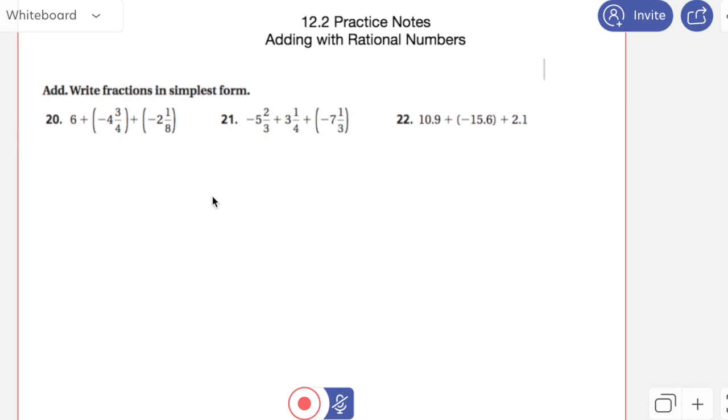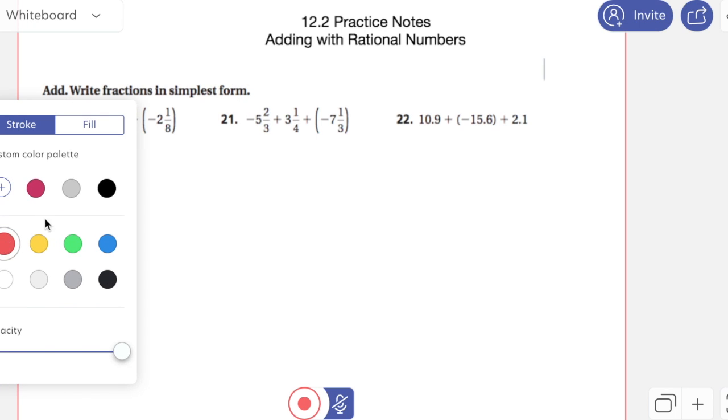Practice, practice, practice. Let's practice. I want to point a lot of things out with today's practice problems with adding with rational numbers. So, for example, add and write the fractions in simplest form. That's always a given, guys. You're always going to be asked to write your fractions for the most part in simplest form, so get used to it. So let's go ahead and start with this first one.